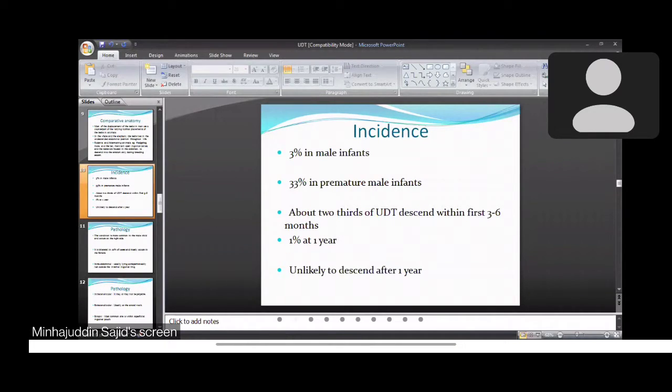Incidence: 3% in the male infants, 33% in premature male infants. About 2/3 of the undescended testes descend during the first 3 to 6 months, and 1% at 1 year, unlikely to descend after 1 year.